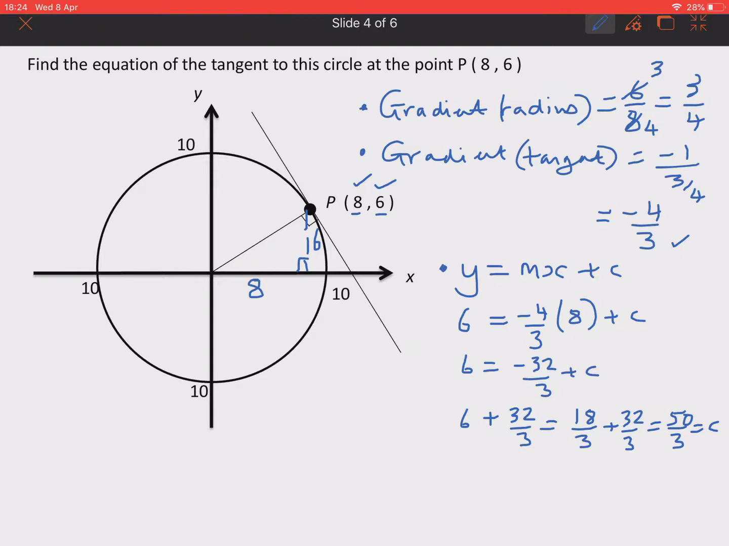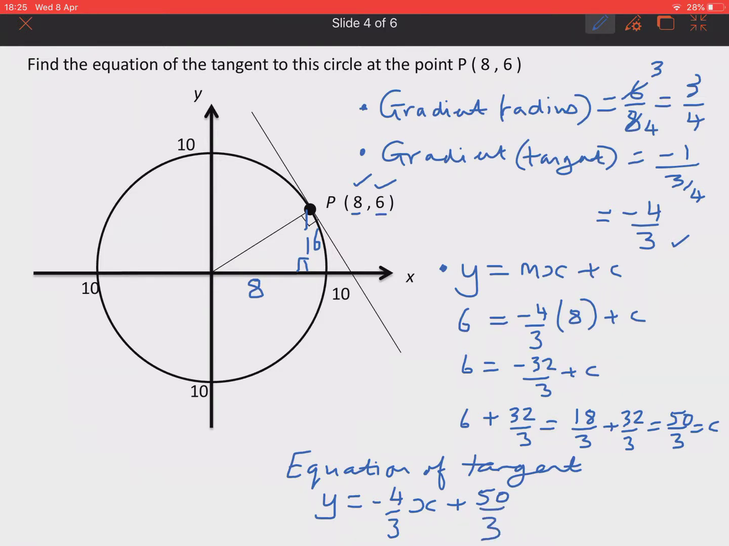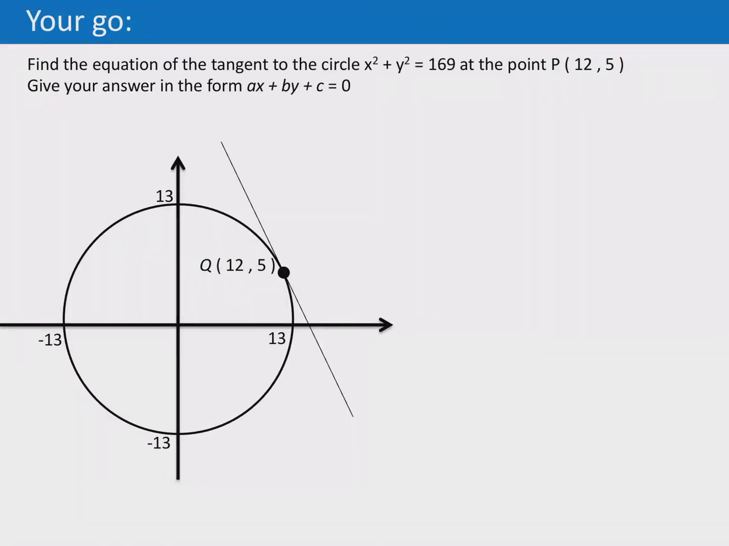So finally, my equation of my tangent, I can sub it back into y equals mx plus c. Y equals m, which is negative 4/3, times x plus c, which is 50/3. So this will give me the equation of my tangent. Okay, so time for you to have a go, so press pause and have a go at this question.